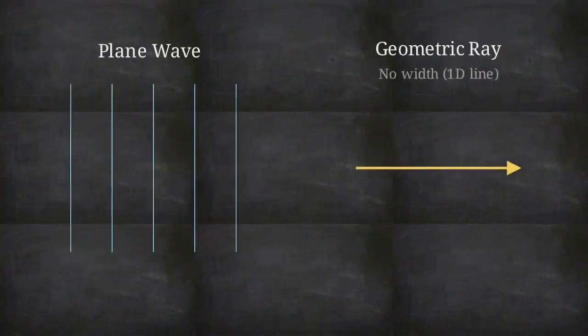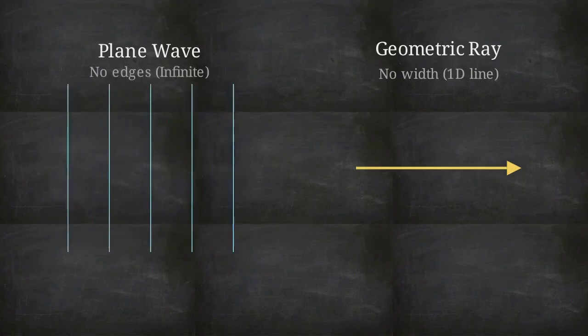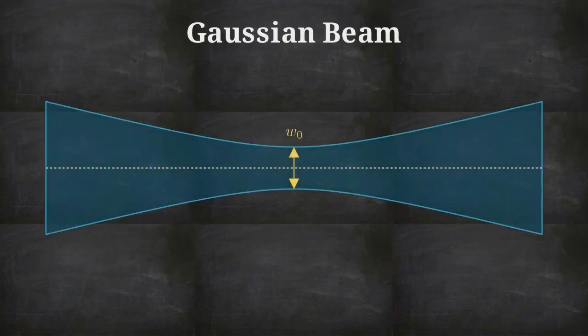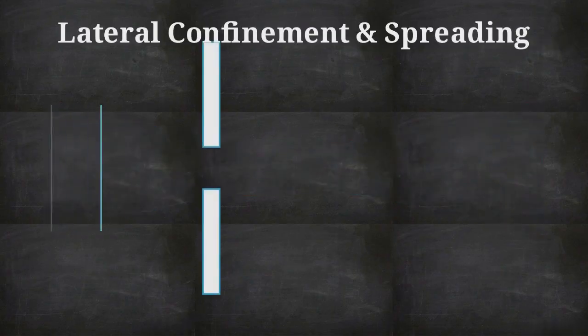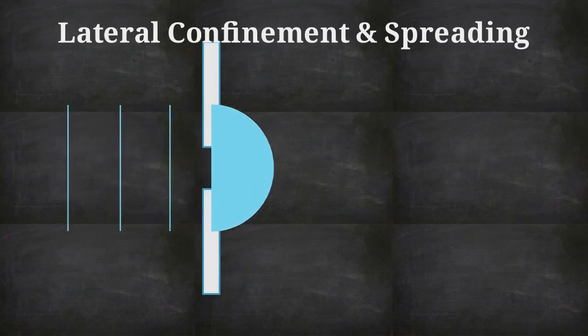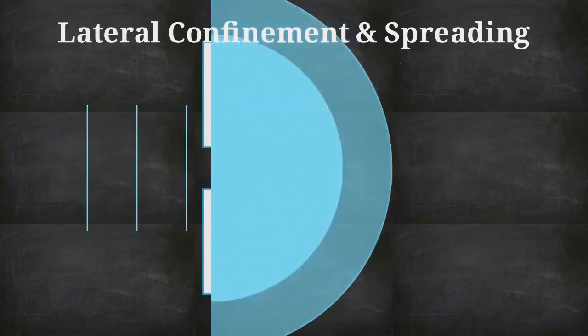On the right, a geometric ray has no width. On the left, a plane wave has no edges. A real beam exists between these extremes, possessing a finite waist that eventually expands into a cone. This expansion is driven by diffraction. When an electromagnetic wave is confined laterally, the physics of waves forces it to spread transversely as it propagates.